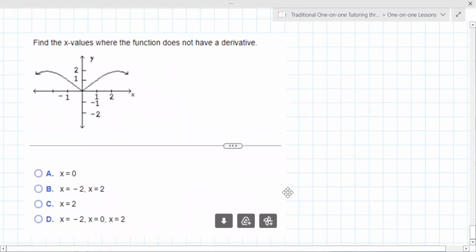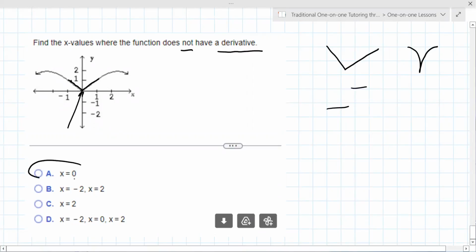Okay, find the x values where the function does not have a derivative. So that means you're looking for things like a corner, which is what this one is. We talked about a cusp, okay, any sort of breaks in the graph. But it looks like it's just at 0, although the picture's not great. I would say that it looks like a corner. So x equals 0 is the only place.